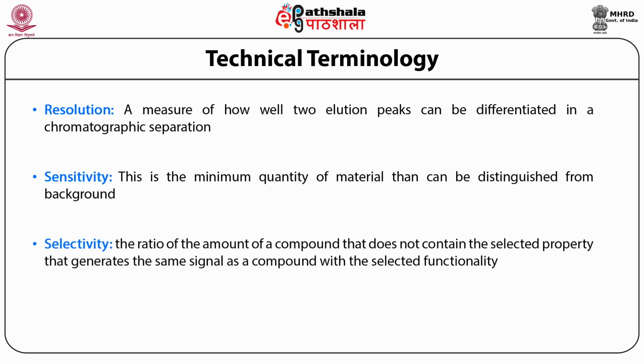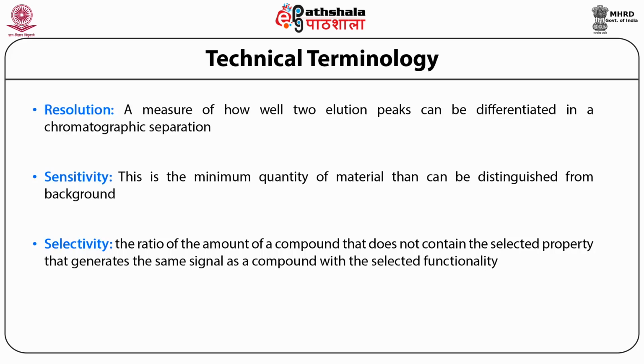Then selectivity is a very important property, which basically is the ratio of the amount of a compound that does not contain the selected property that generates the same signal as a compound with the selected functionality. So what I'm trying to say is the ability of your detector, of your gas chromatographic system, to be able to distinguish two similar compounds.